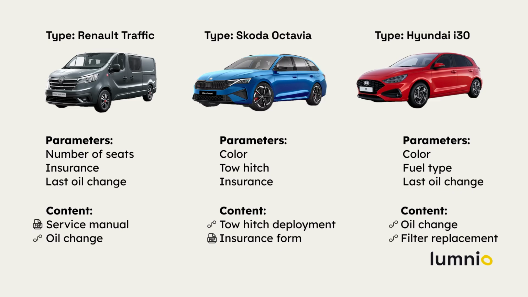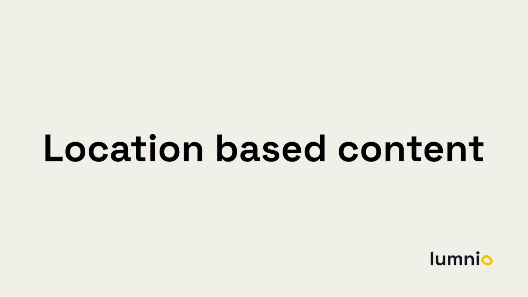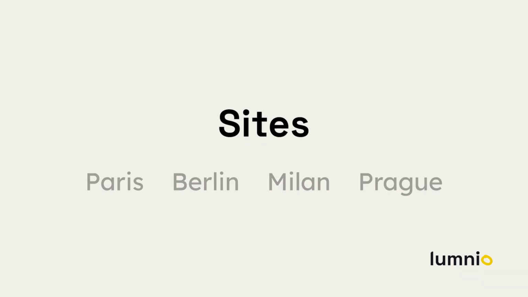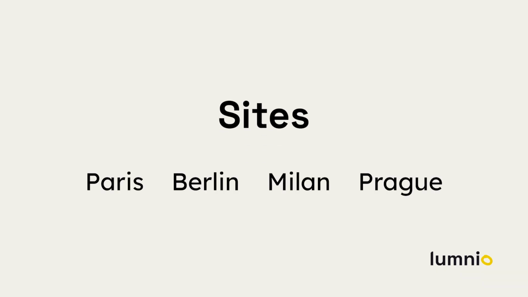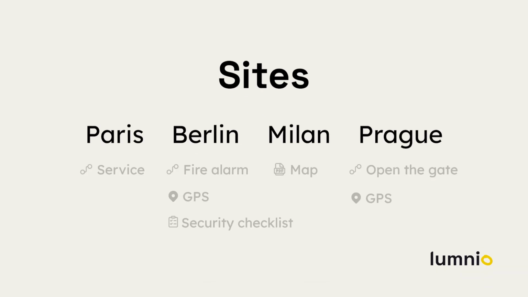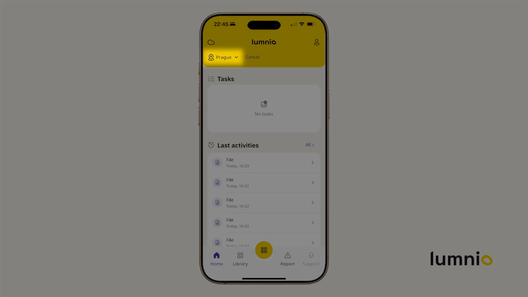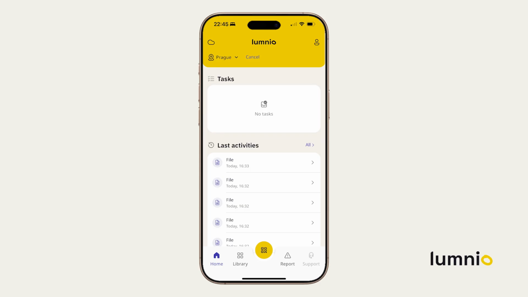But what if he wants to also add some location-based content, like a guide to opening the gate at a specific depot? That's what the sites are for. He can create a site for each of his depots and assign not only work instructions but also contacts, tasks, and GPS coordinates. So the site content shows up in the app first whenever the technicians are nearby.